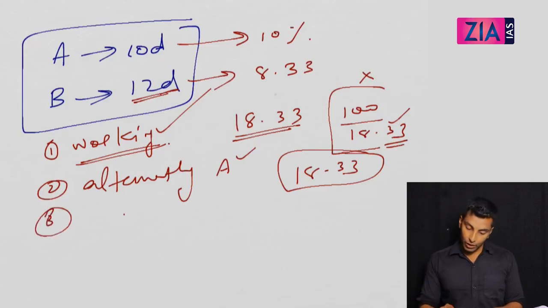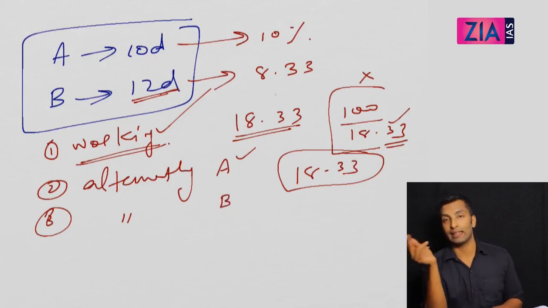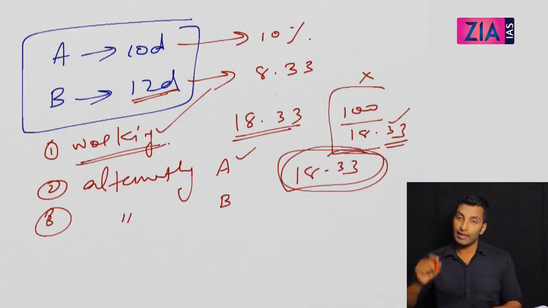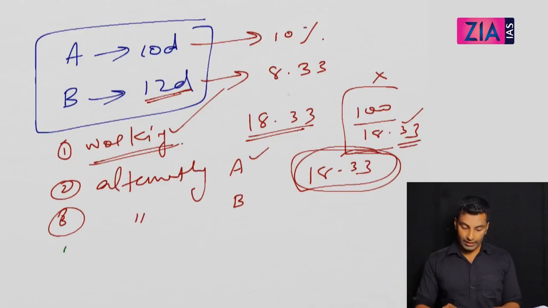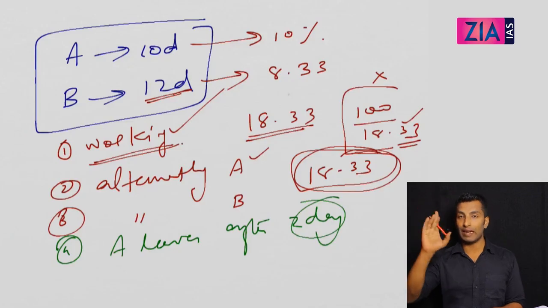Third question, you do like this, alternately itself and starting with B. So first day 8.33, second day 10, like that. Only the last step is different because effectively in 2 days, in the first case also 18.33, second case also 18.33. Towards the end there will be a difference. Okay, next question can be, A leaves after 2 days, end day. Basically A can leave after 3 days, 4 days, 5 days, whatever it is.